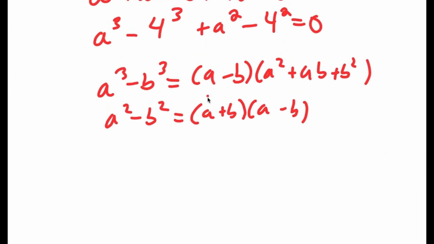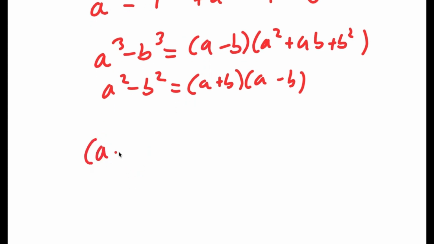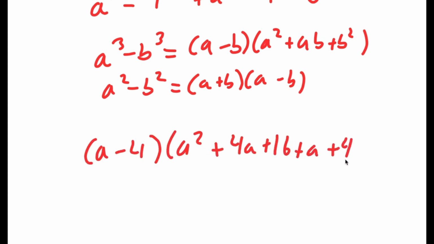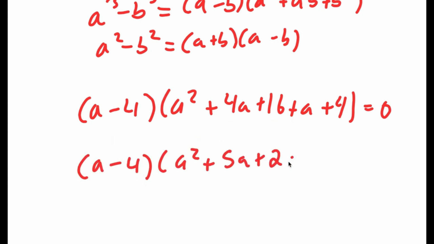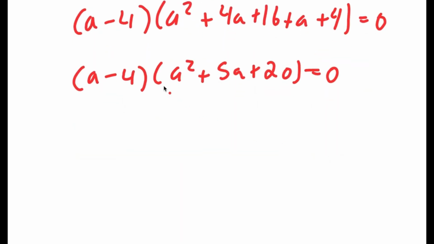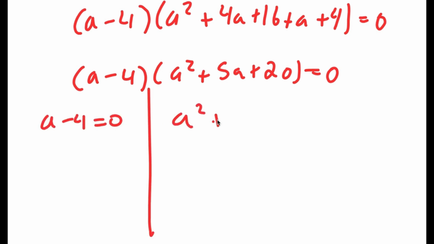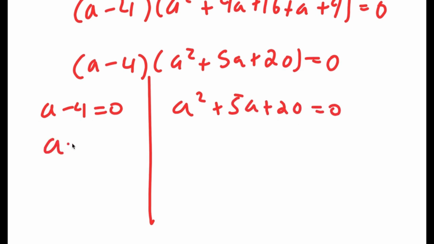So in this case, by using these two properties, I'm going to end up with a minus 4 times a squared plus 4a plus 16 plus a plus 4 is equal to 0. And this simplifies to a minus 4 times a squared plus 5a plus 20 is equal to 0. So now this gives me two equations. I get a minus 4 is equal to 0, and a squared plus 5a plus 20 is equal to 0. So for a minus 4 equals 0, a is obviously equal to 4.